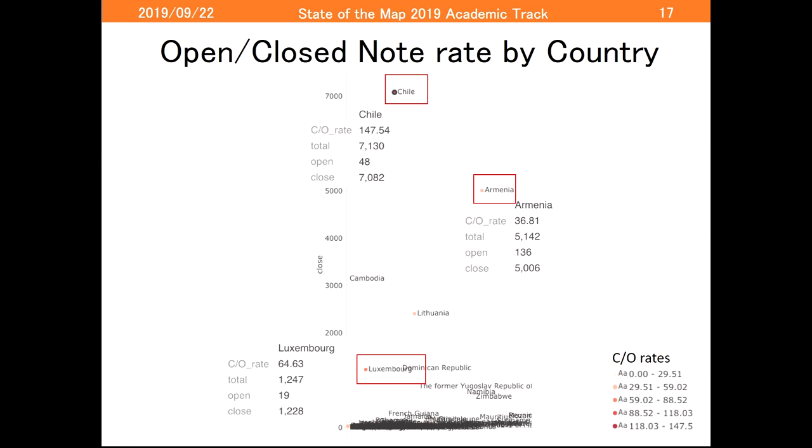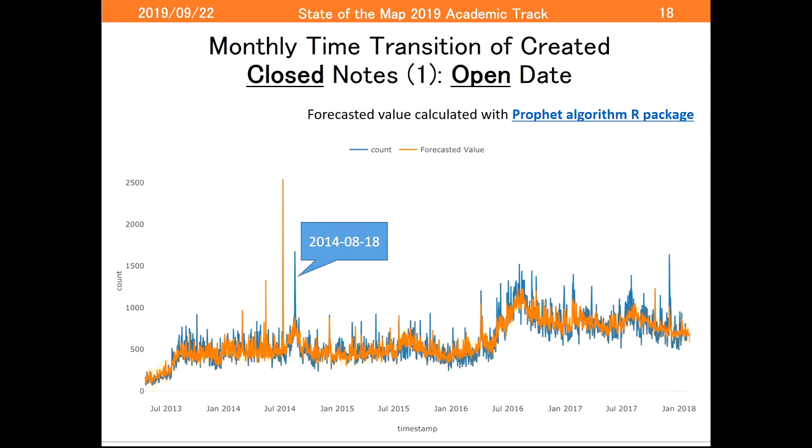So anyway, I can guess that in Chile, Armenia, and, for example, Luxembourg, many contribute via the OSM notes function, right? So anyway, next step we plan a deep text analysis, right? So anyway, we move to the monthly time transition of the created and closed notes.